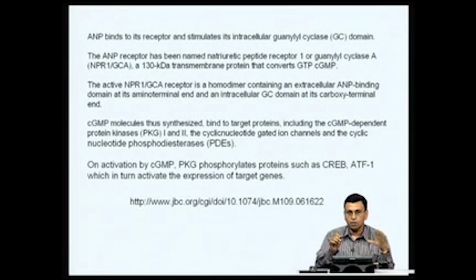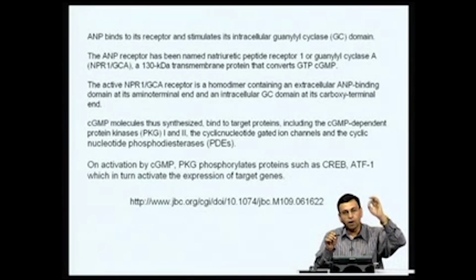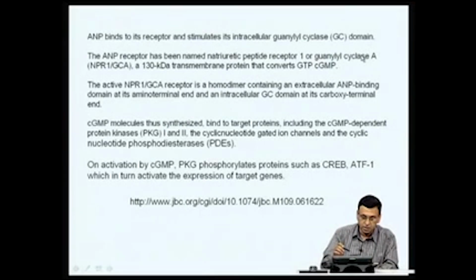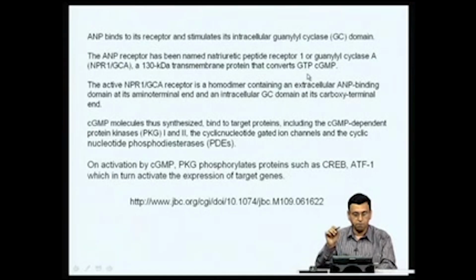In the earlier discussions of activation of the adenylate cyclase, when the ligand binds to the receptor, it activates a trimeric G protein, and now the G alpha subunit goes and activates adenylate cyclase. In the case of the cyclic GMP pathway, the hormone directly binds to a receptor which has intrinsic guanylate cyclase activity. This guanylate cyclase activity is activated when the hormone binds to the guanylate cyclase receptor, and the ANP receptor has been named natriuretic peptide receptor 1 or guanylate cyclase A, which is a 130 kilodalton transmembrane protein capable of converting GTP to cyclic GMP.